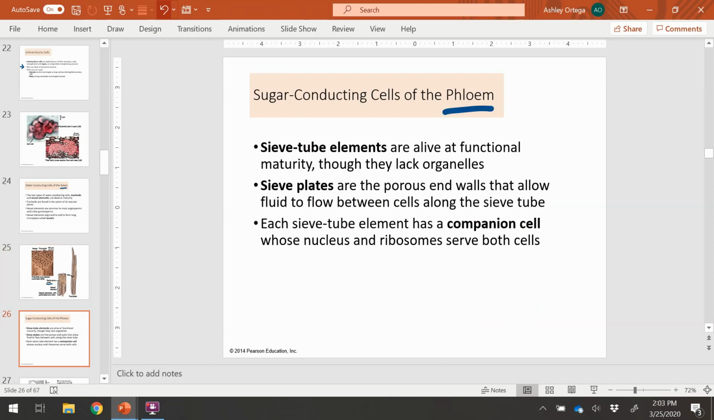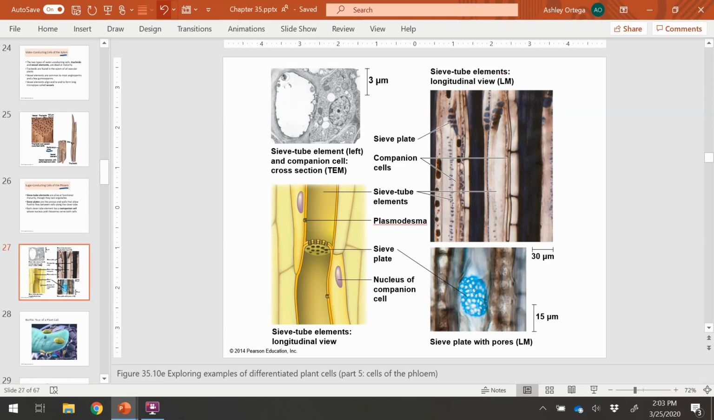For phloem, the two structures are the sieve tube elements and companion cells. So sieve tube elements are actually alive at functional maturity, compared to the xylem here. But they are going to lack a lot of structures in their cell, and so they're going to need their companion cell to make those for it. And so this companion cell is attached to the sieve tube element and provides proteins and enzymes and other molecules needed by the sieve tube element cell. And so that's shown here.